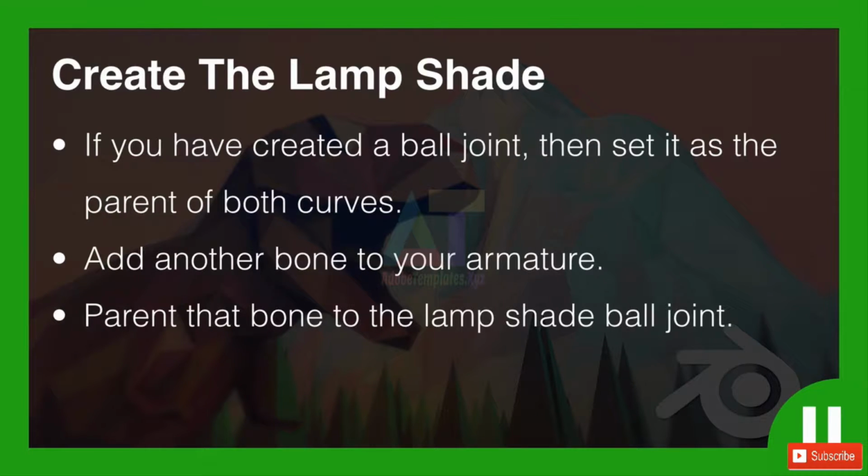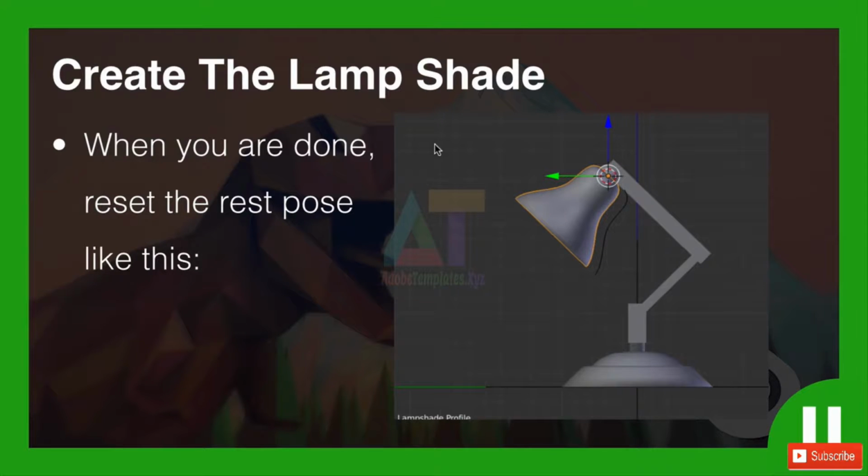If you have created a ball joint, then set it as the parent of both curves. Add another bone to your armature, name that one appropriately, and then parent that bone to the lampshade ball joint. Okay, one final thing, when you are done, reset the rest pose so it looks like this in the picture. Pause the video now and give that a go.